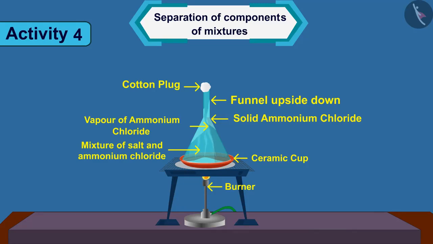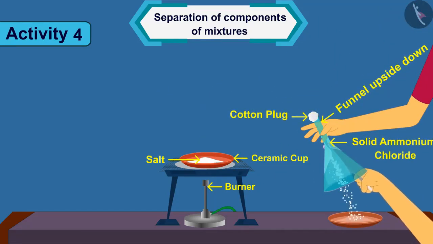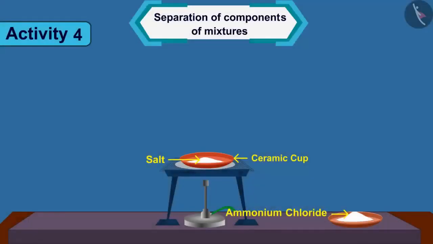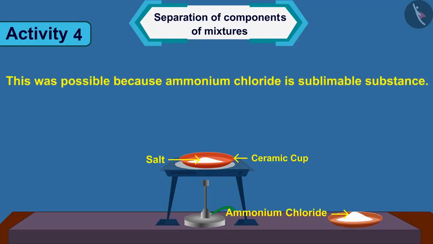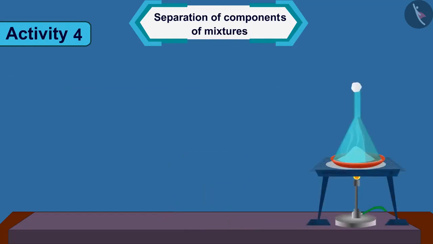Now, turn off the burner and scratch out the solid ammonium chloride in a bowl. In this way, we separated the mixture of salt and ammonium chloride. But how was this possible? This was possible because ammonium chloride is a sublimable substance that converts directly from the solid state to the gaseous state upon heating.